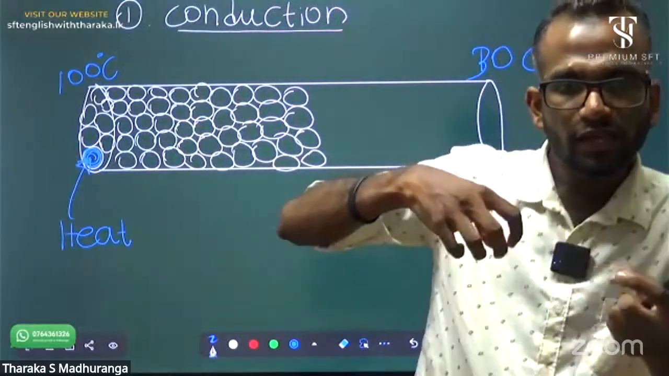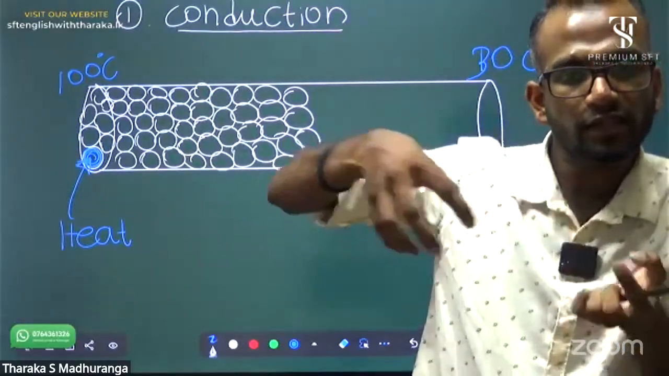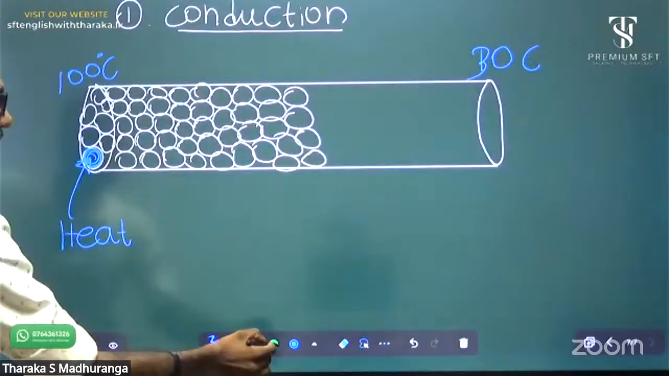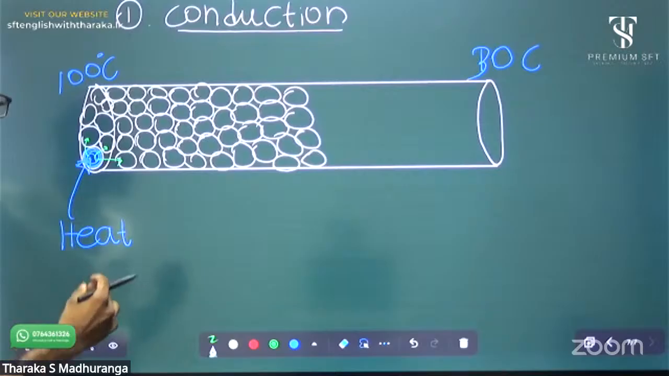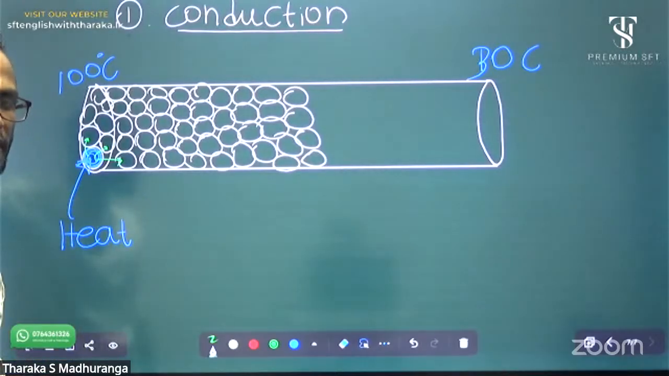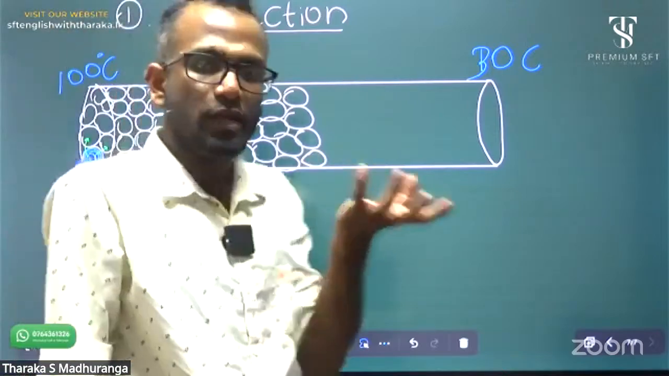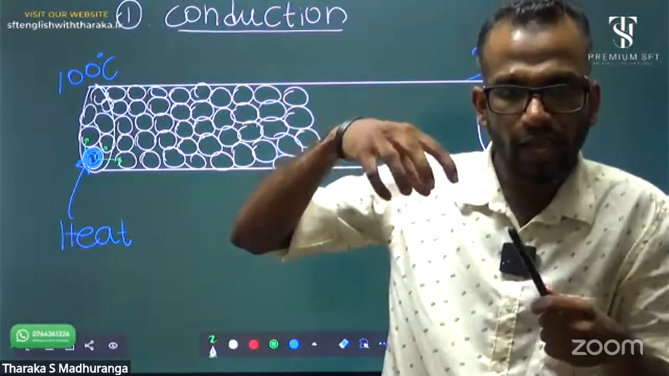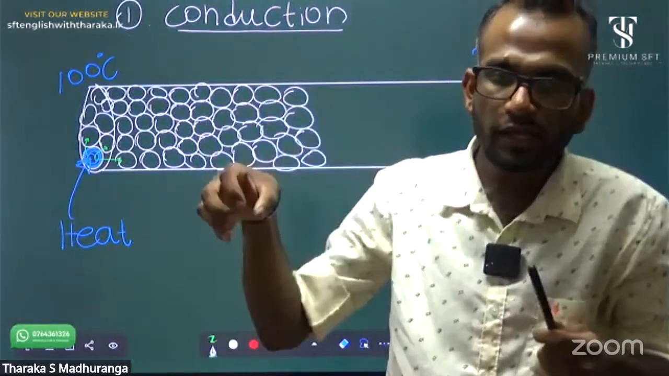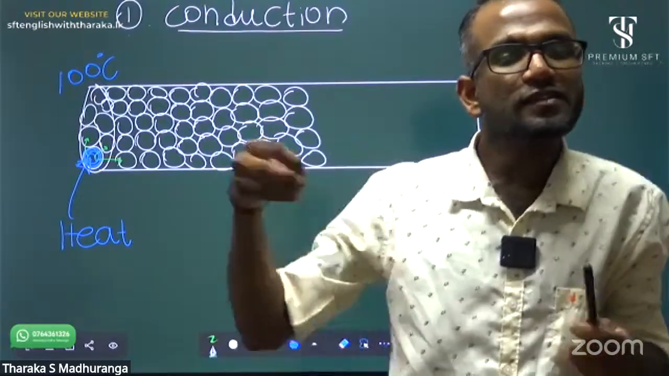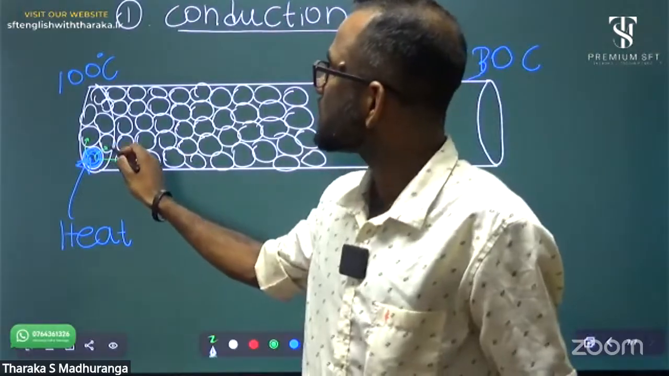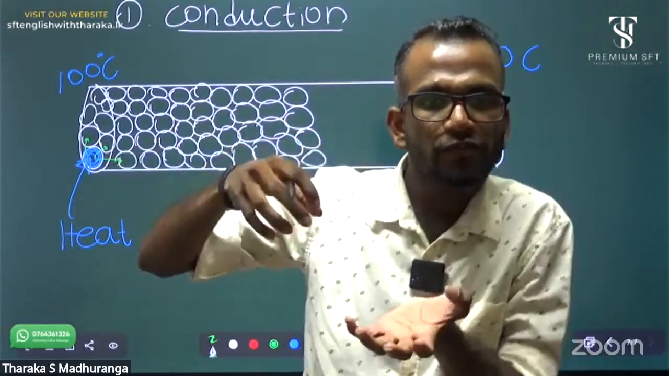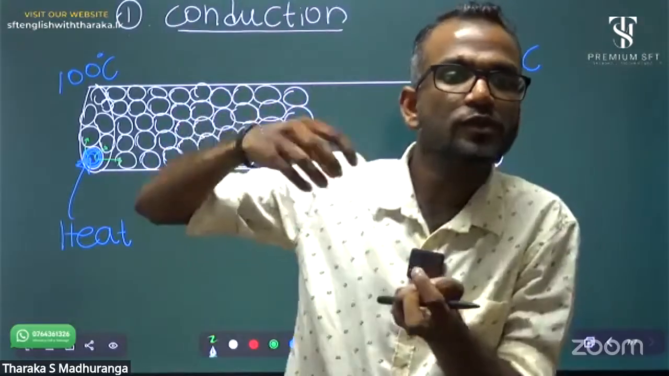Collide means hitting. They hit the nearest molecules. It's a collision. These heated molecules increase their kinetic energy and collide with the nearest molecule. As a result of this collision, part of the heat energy is transferred to the nearest molecule, and our nearest molecule also starts to vibrate.